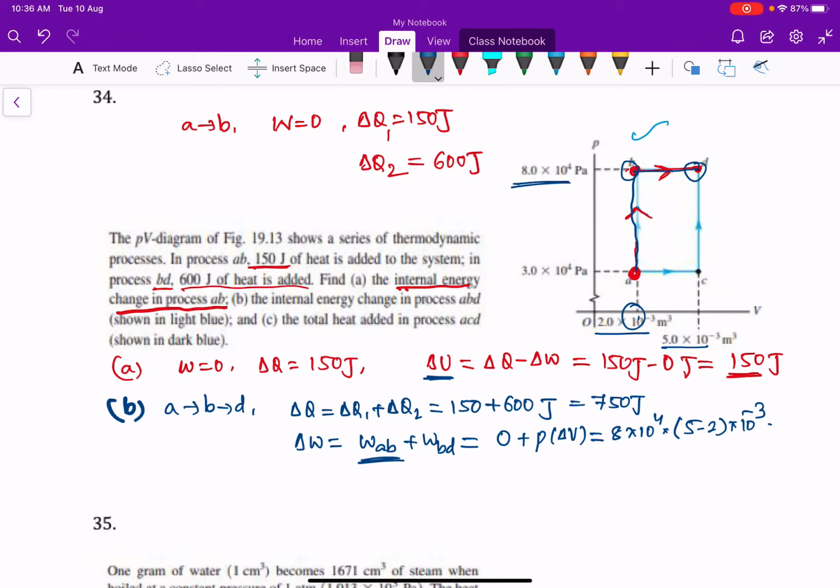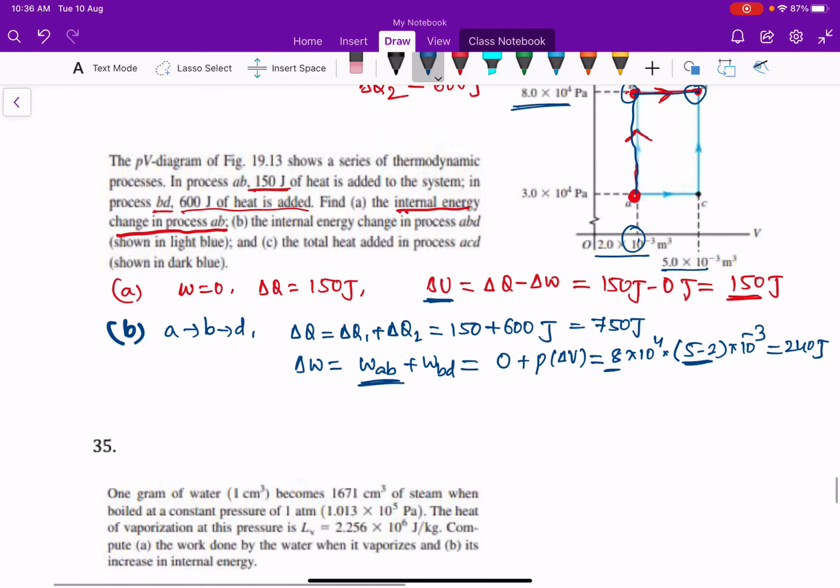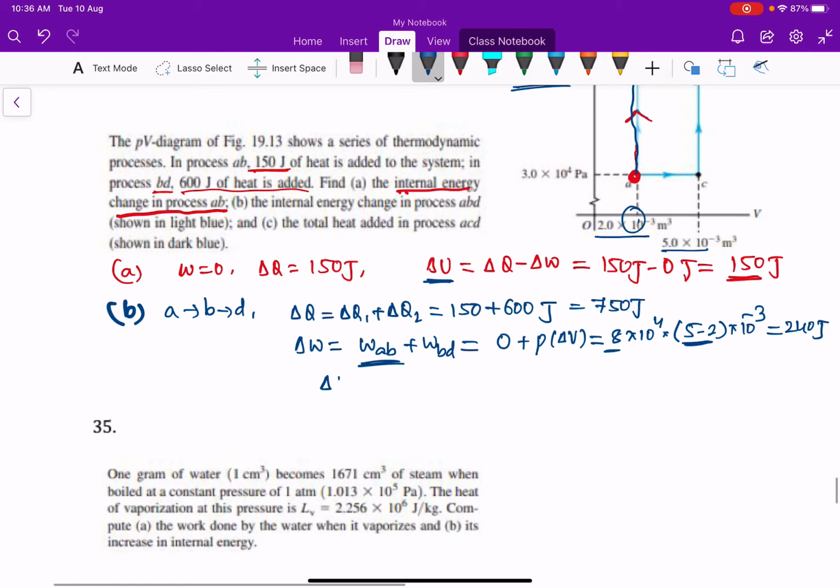So how much will we get? 5 minus 2 is 3, into 8, that is 24. 24 into 10 is 240 joules. We will get delta W equal to 240 joules. So now delta U is equal to delta Q minus delta W from the first law of thermodynamics. Delta Q is 750 minus 240 joules. That is 610 joules, which is the answer for B.